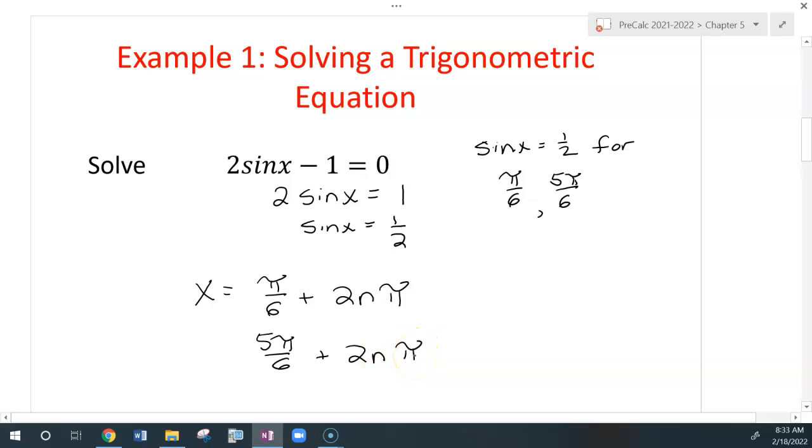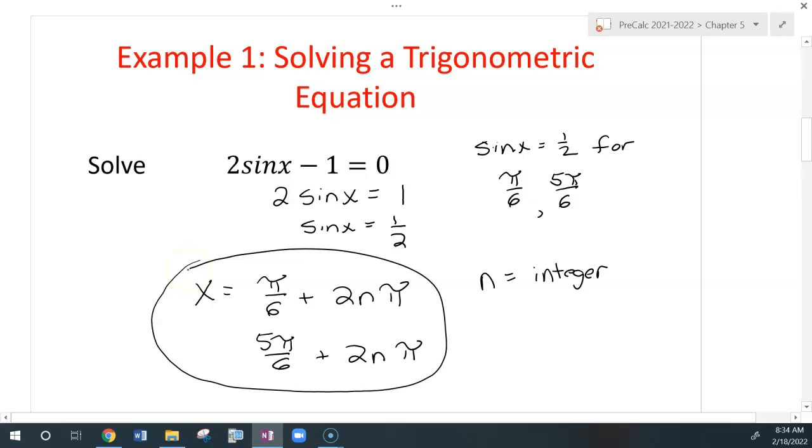N is going to be a whole number. It can be positive or negative, and that's going to then allow you to select answers that are complete laps around the unit circle, complete cycles. So n equals an integer. With this form, you can do things like pi over 6 plus 2 pi, pi over 6 plus 4 pi. You can also do pi over 6 minus 2 pi. So this notation allows you to represent all the possible answers to this equation.